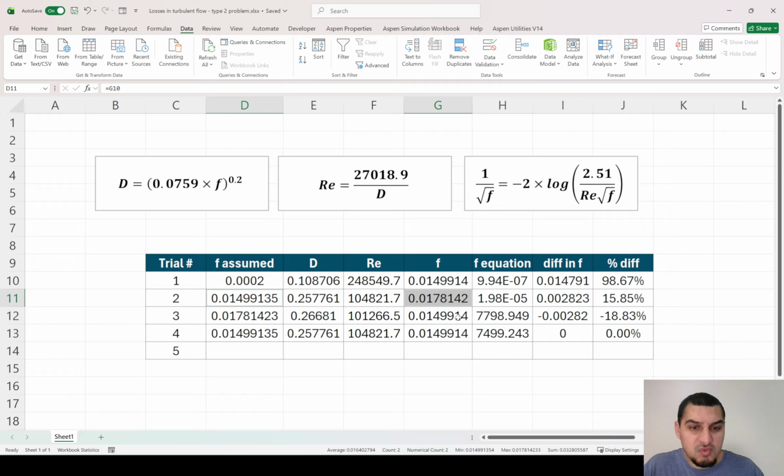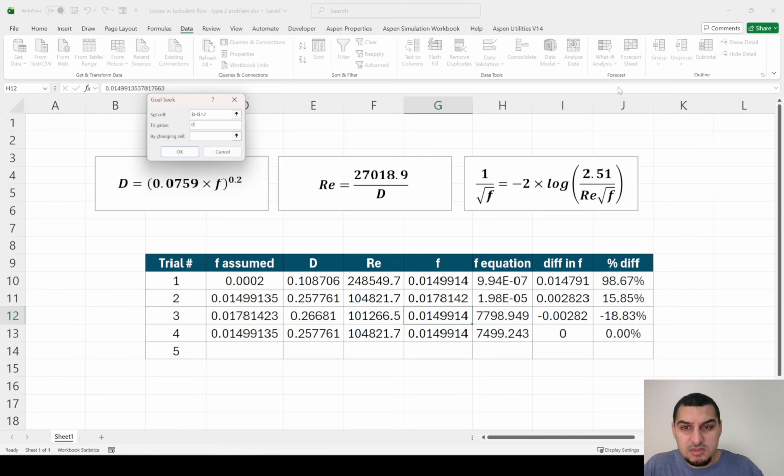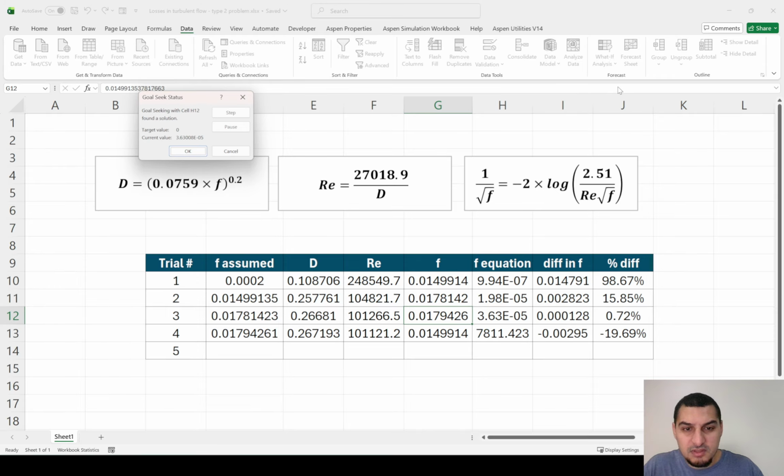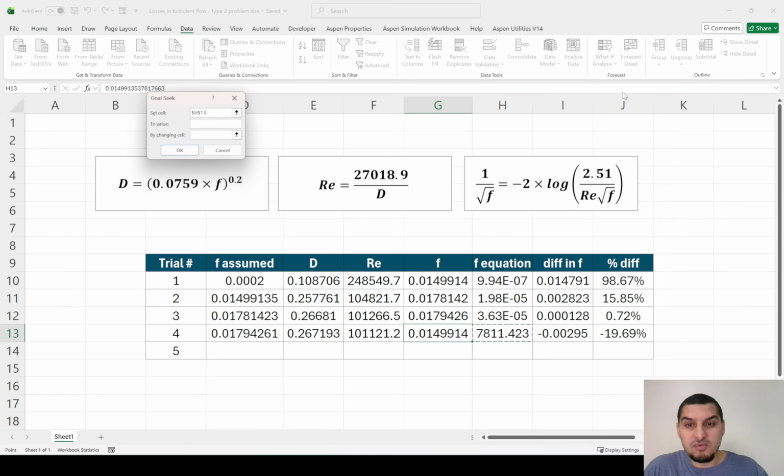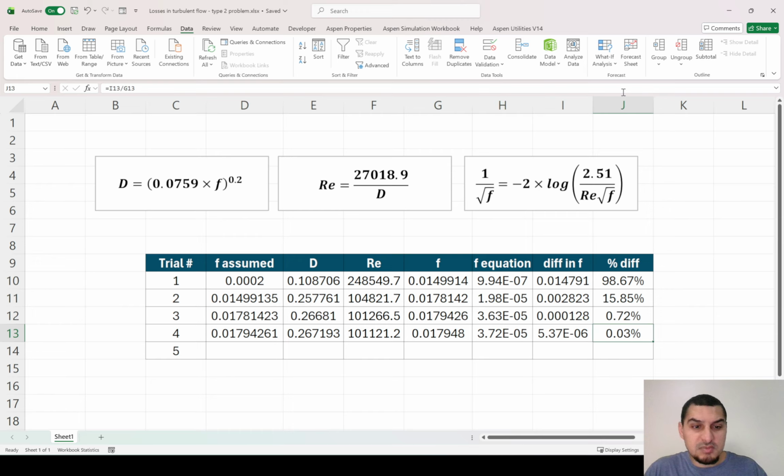So we can do this one more time for the third trial. We want this to be 0 by changing the friction factor, and now the error is only 0.72%. So it's converging really quickly. And one interesting thing about these kinds of problems is that we can get the solution quickly. We don't need to do many trials. For the last trial, we set this to the value of 0 by changing the friction factor, and the error is 0.03%.